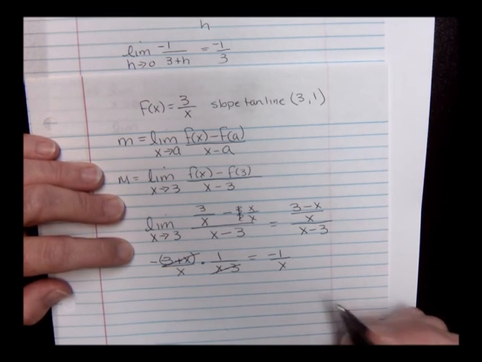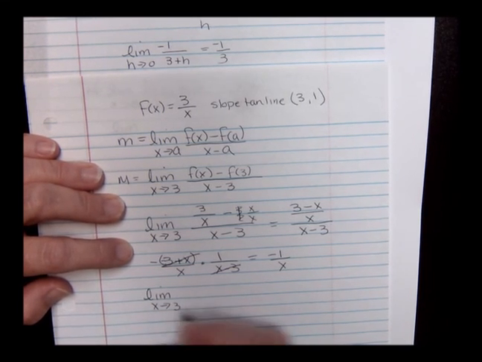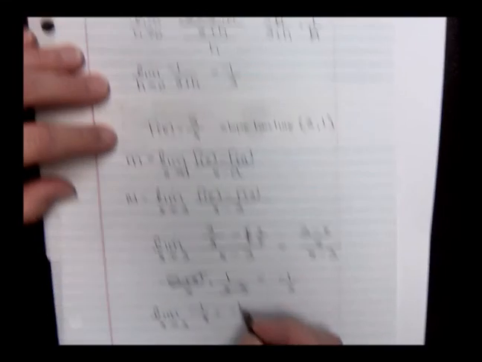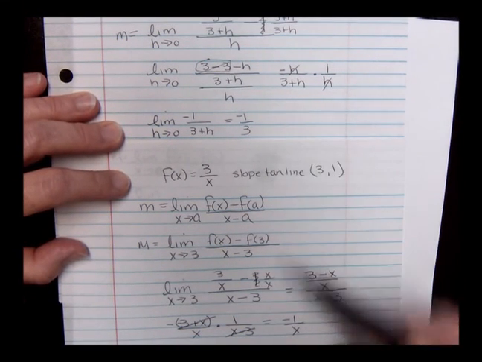Okay, so this simplifies things, saying the limit as x approaches 3 of negative 1 over x is negative 1/3. And that is what we got up here. So here this shows you that both of those methods would work.